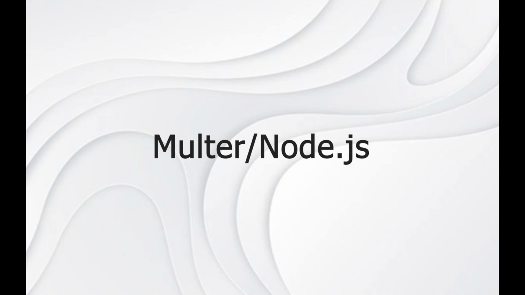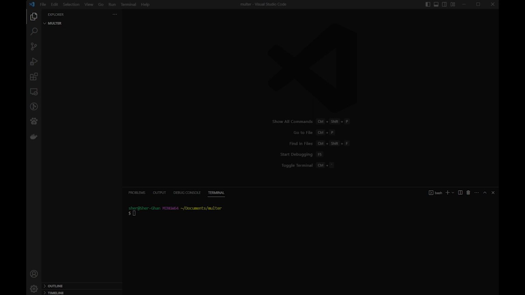Hi there. I'm Cher, and in this video, we'll learn how to use Multer to upload images to our application directory in a Node.js environment. To get started, we'll create an entry file called app.js in a new directory and install npm with its default settings.